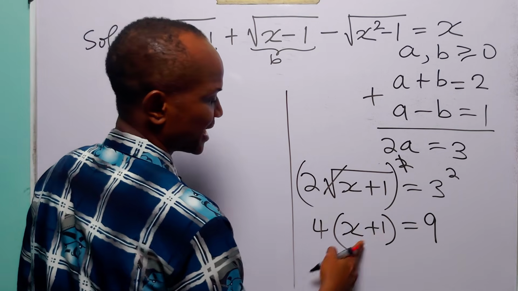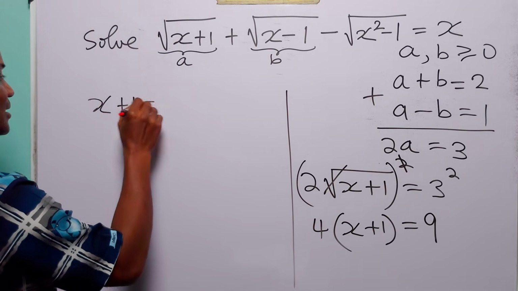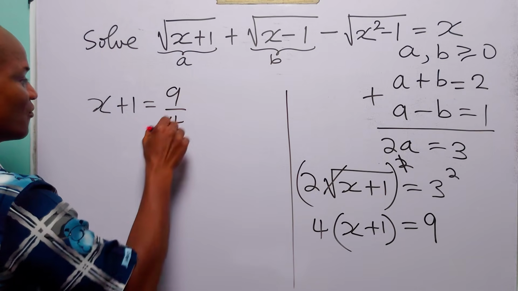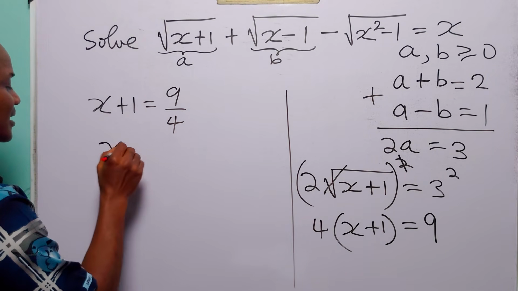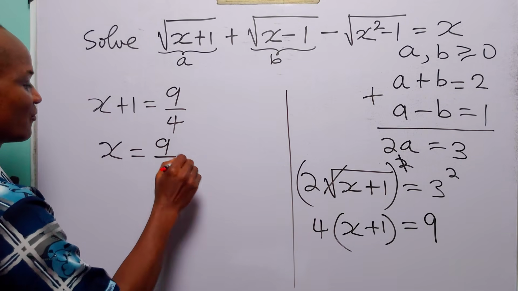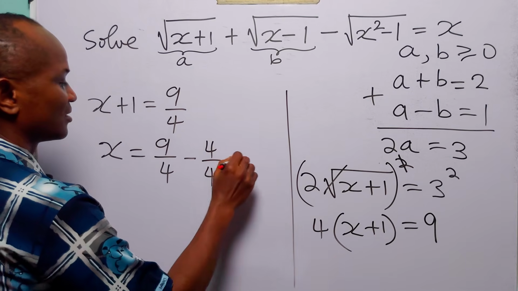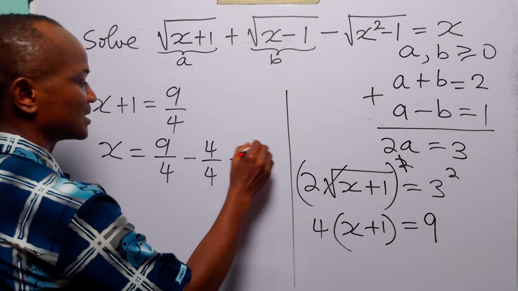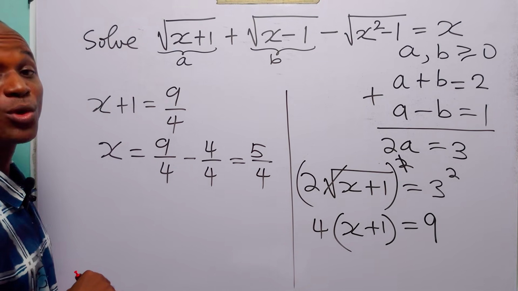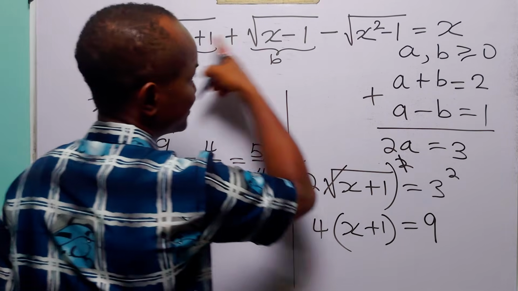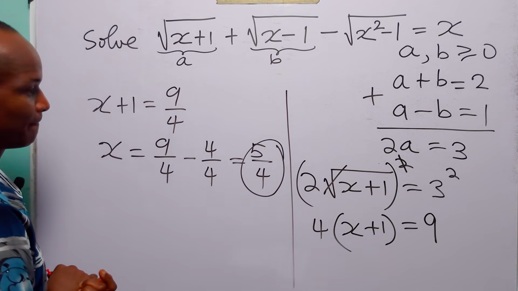And when we divide both sides of this equation by 4, we have that x plus 1 is equal to 9 over 4. Subtracting 1 from both sides of this equation, we have that x is equal to 9 over 4 minus, instead of 1, let us write 4 over 4. 9 minus 4 is 5. And of course, we have the denominator, which is 4. So the only value of x that satisfies this radical equation is 5 over 4.